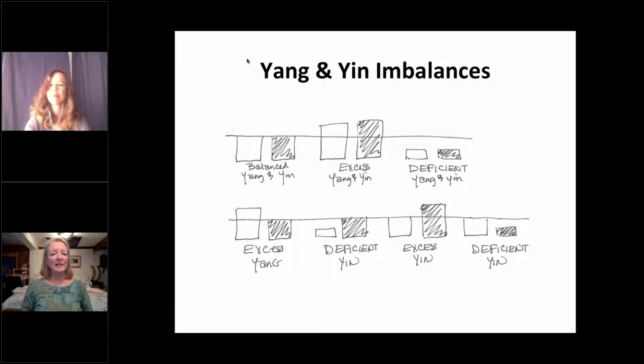Now, this is what excess yang looks like. As you can see, the clear box is the yang. The filled in box that looks dark is the yin. So yin is the same as it always has been, but the yang is greater. This is excess heat, too much heat. And what do you think could happen in this case?